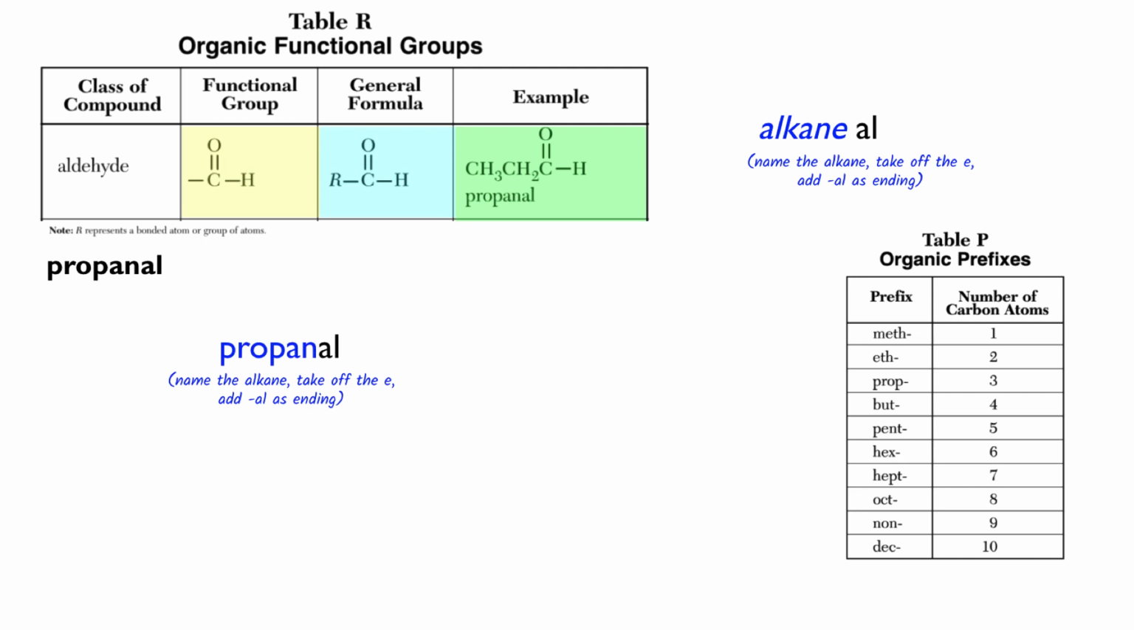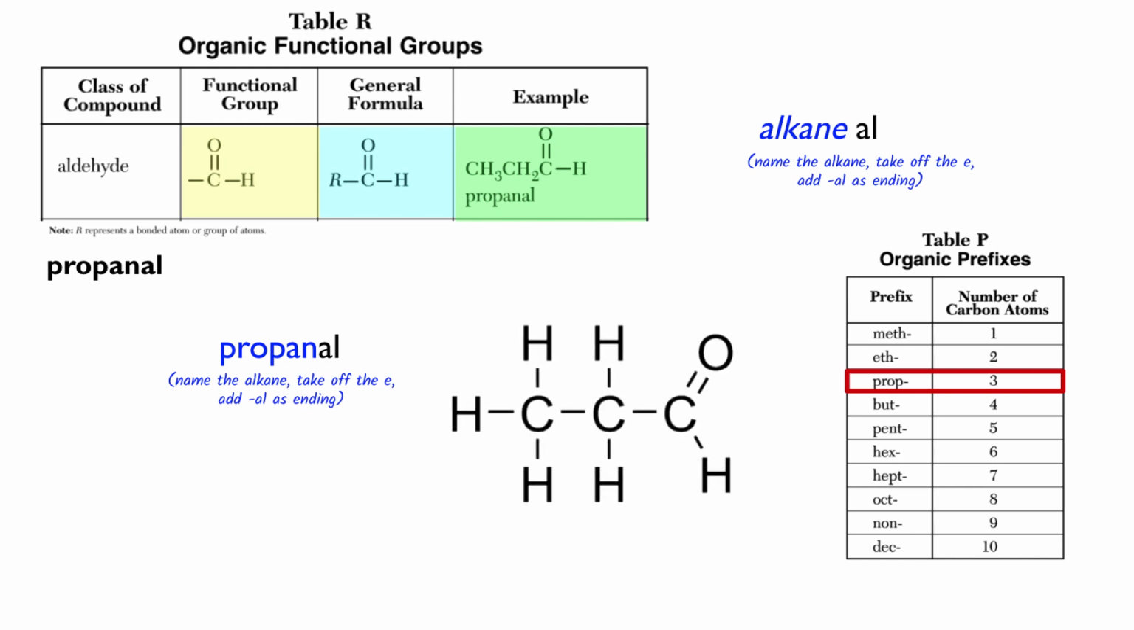Let's think about how propanal would look. That propan, P-R-O-P-A-N, would be propane if we took off the al at the end and added back the E. Propane would be a 3-carbon alkane. So this is telling me that I have 3 carbons, and because it's an aldehyde, I don't need to worry about numbering my carbons at all. There's no number in the whole name because the double bonded oxygen is always going to be at the end of the chain, so you don't need to worry about numbering it.